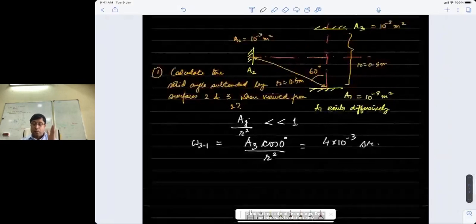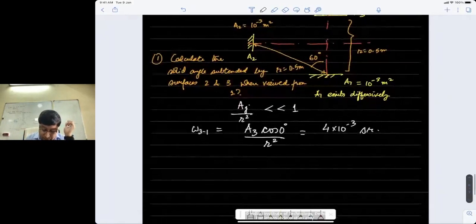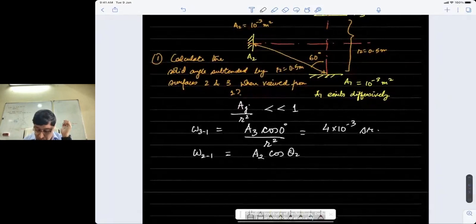Okay, from a point on surface A1, I can see the entire area A3. It is not going to be some projection of A3. Please remember this. Now, what about omega 2(1)? Now, this will be A2 into some projection, let's say, of A2 by R square.